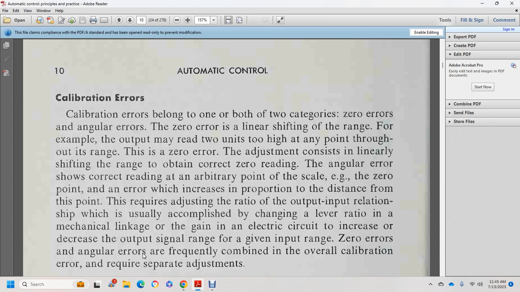Angular error, so correct reading with the arbitrary point with the scale of the zero with the point with the error with the increase of the proportional with the difference with this point with the required of adjusting the ratio output input relationship, which is usually accomplished by changing the lever ratio of the mechanical linkage of the gain with the electrical circuit to increase or decrease output signal range for the given input range with the zero errors. Angular errors frequently combined with the overall calibration error.